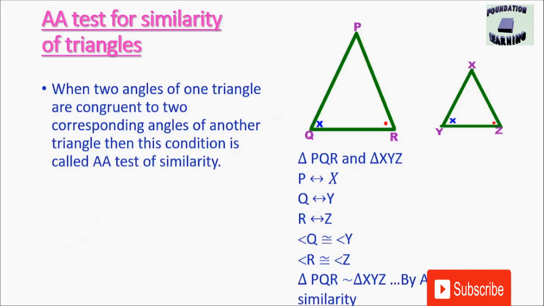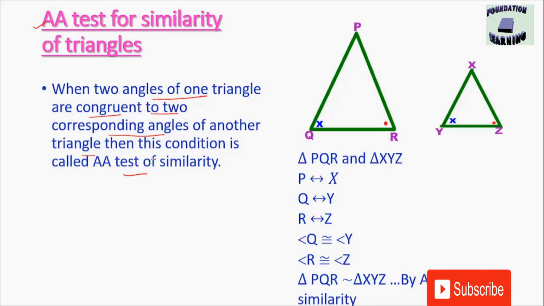Now we take the second one, that is a test of similarity. Even instead of three triangle angles, even if two angles are similar or congruent, then those triangles are said to be similar. So when two angles of one triangle are congruent to two corresponding angles of another triangle, then this condition is called a test of similarity.